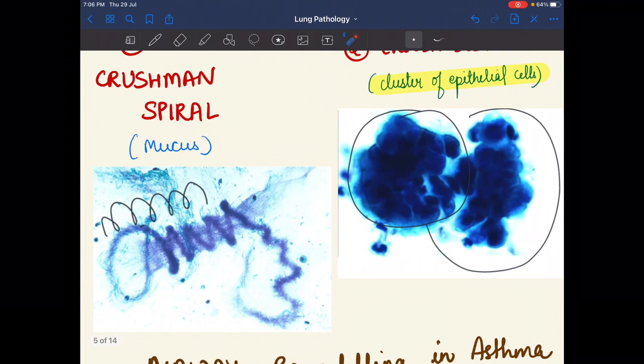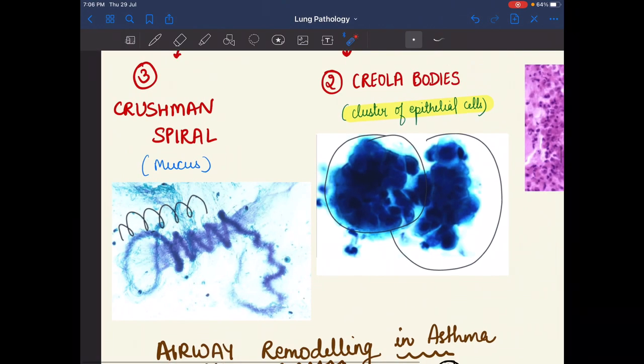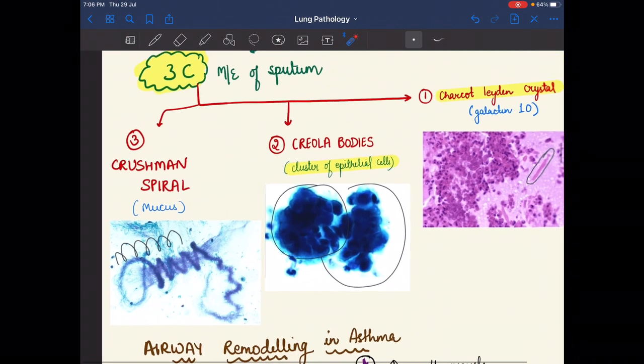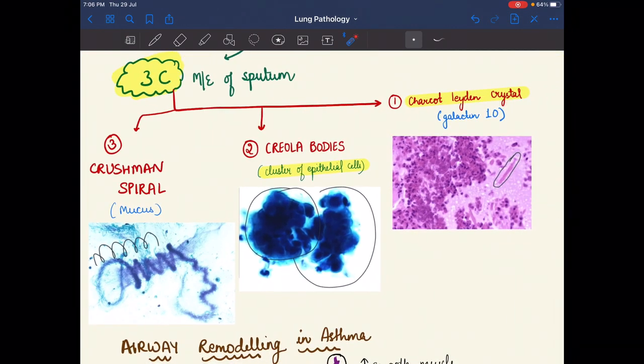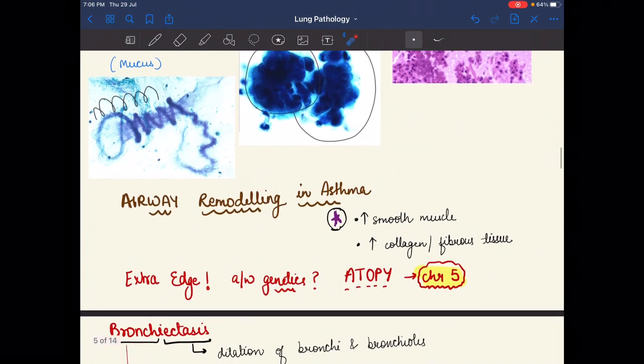And the third C is for Crushman spiral, formed due to the mucus, as seen here in the spiral form. So these were the 3 C's for asthma. The first C is Charcot-Leyden crystal, the second C is Curschmann bodies, and the third C is Crushman spiral. These 3 C's are seen in asthma.